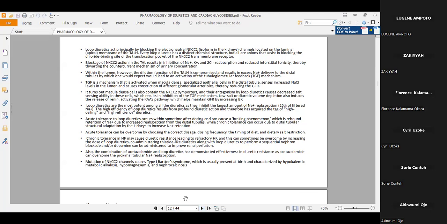So mutation in this sodium-potassium-chloride channel can lead to type 1 Bartter syndrome, which is usually present at birth and is characterized by hypokalemic metabolic alkalosis, hypomagnesemia, and nephrocalcinosis.